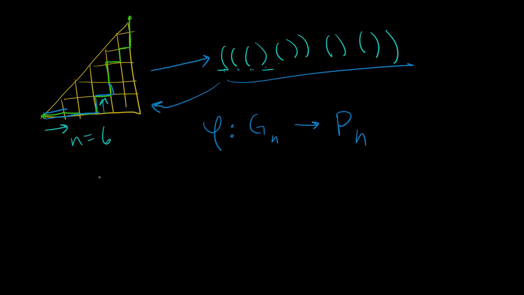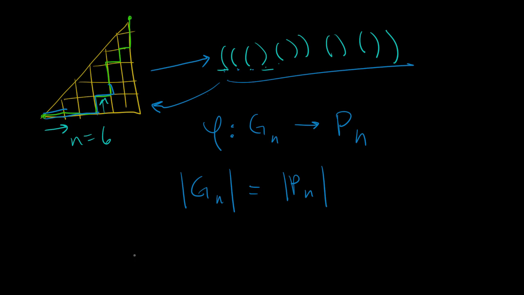So if you've done this, then because of what we said before, we've shown that the size of Gn is equal to the size of Pn, and Gn and Pn are isomorphic. So cool. We've shown Gn and Pn are isomorphic.